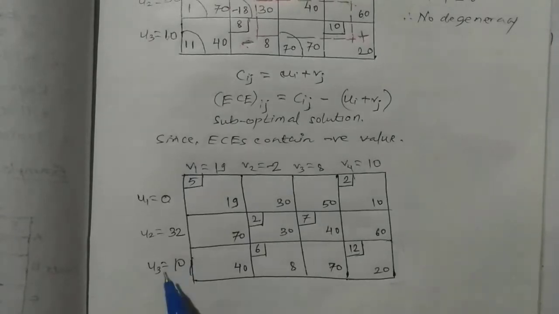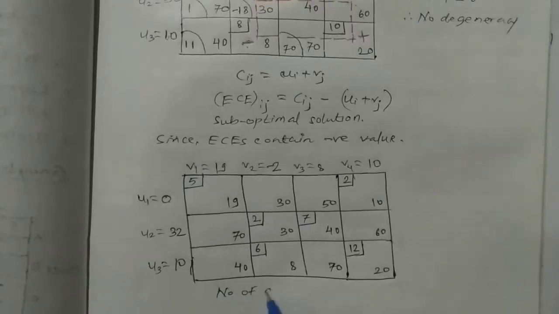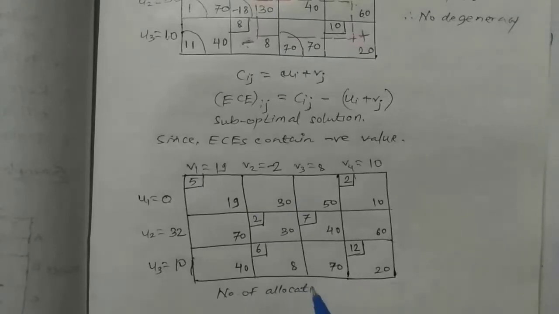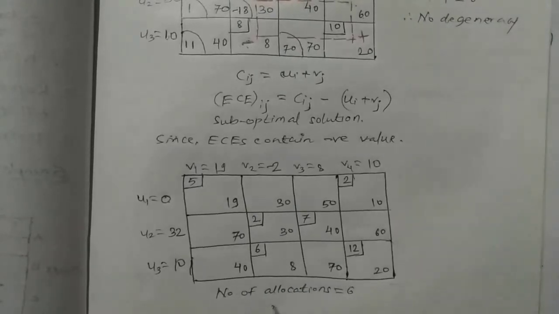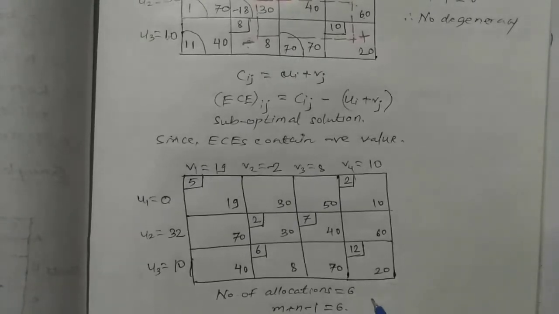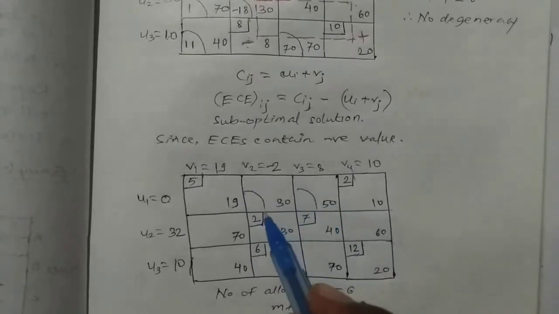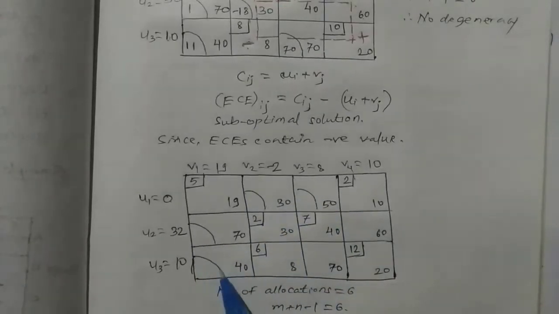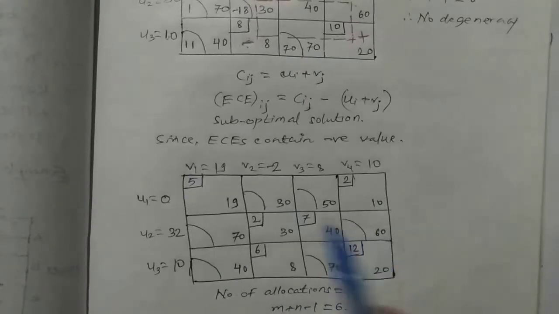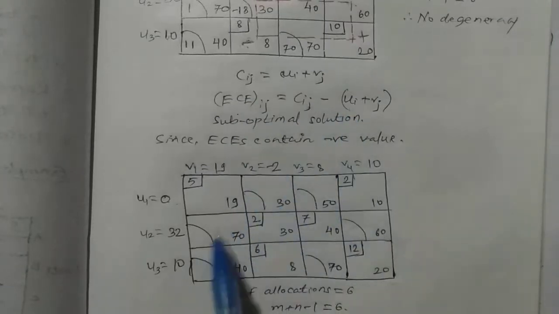Now we calculated all the u and v values. But prior to that, we should have checked the number of allocations. Number of allocations here is 6, m plus n minus 1 equal to 6. So degeneracy is not present here. We can cross check here. Now let us find out empty cell evaluations at the non-allocated costs. So here let us find out empty cell evaluation by using this formula.